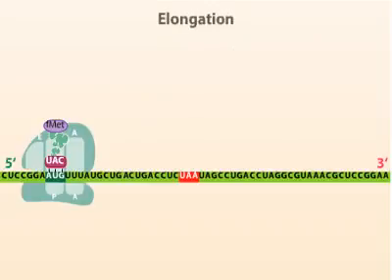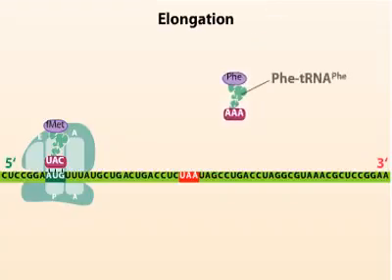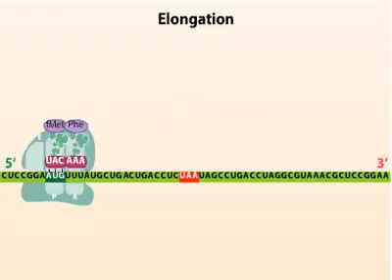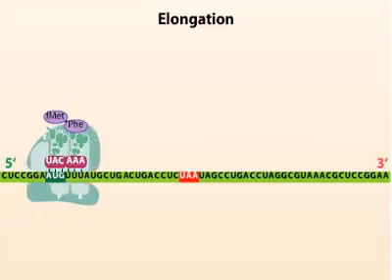During elongation, amino acids are joined to a growing polypeptide chain. The first step of elongation is the delivery of tRNA and its amino acid to the A site. In the second step of elongation, a peptide bond forms between the amino acids. The third step of elongation is translocation, the movement of the ribosome down the mRNA.